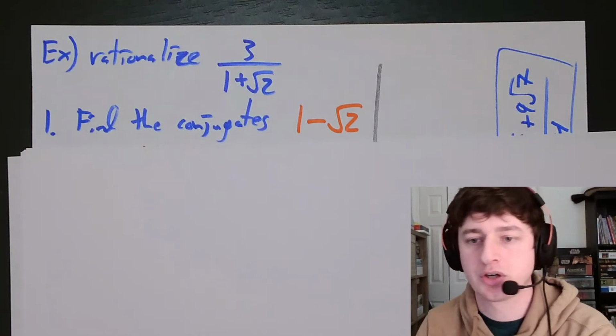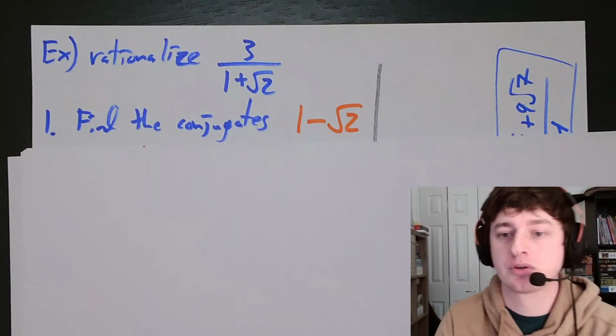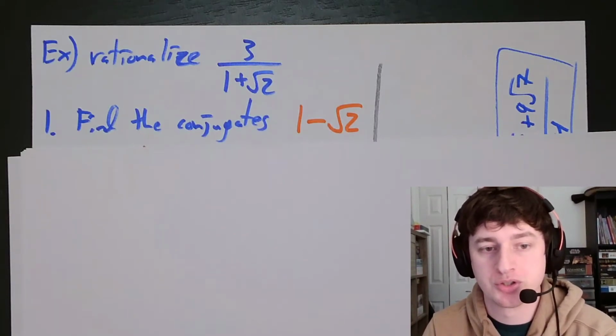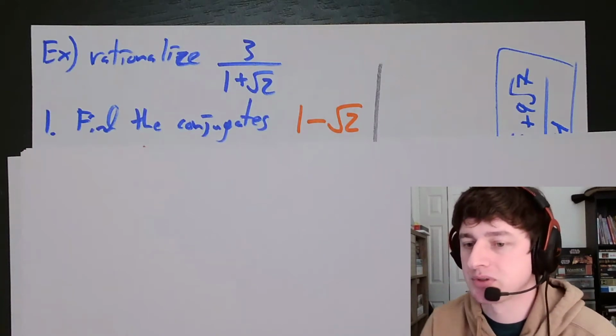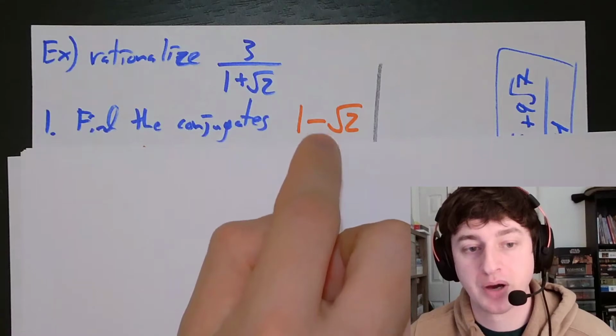Okay, so find the conjugate. The conjugate is of the denominator, so the 1 plus the square root of 2. So the conjugate is going to be 1 minus the square root of 2. You just take the same numbers and change the sign in between. Sometimes this will be subtraction, and so your conjugate is going to be positive here.